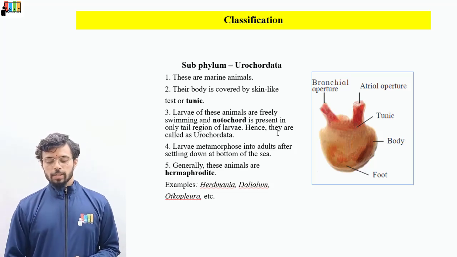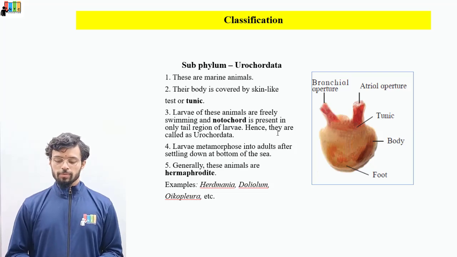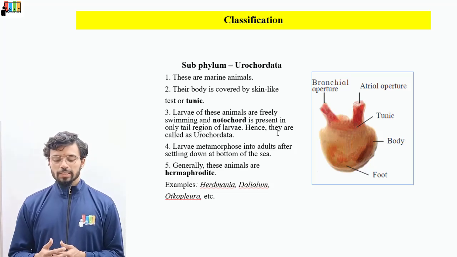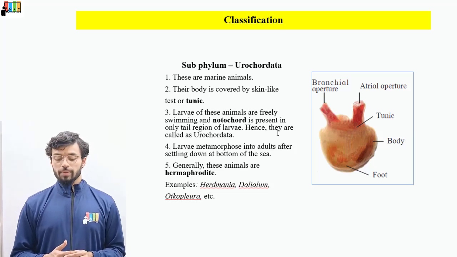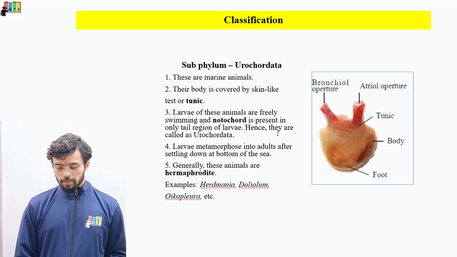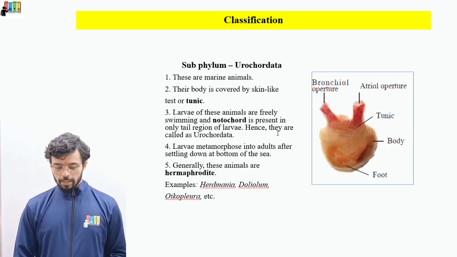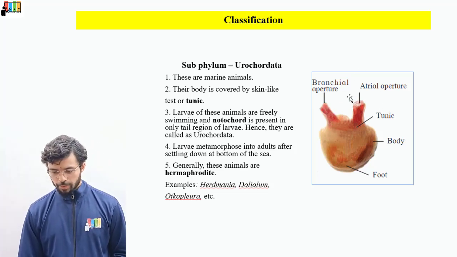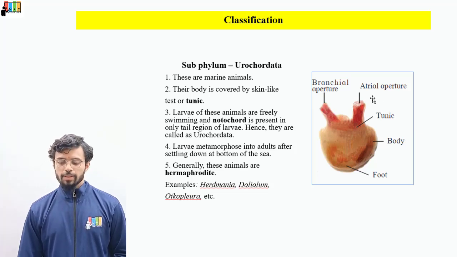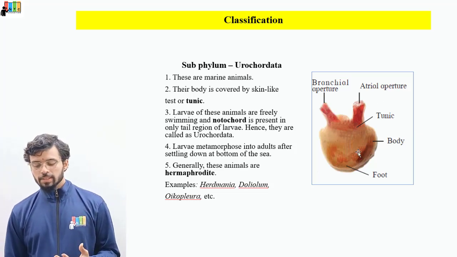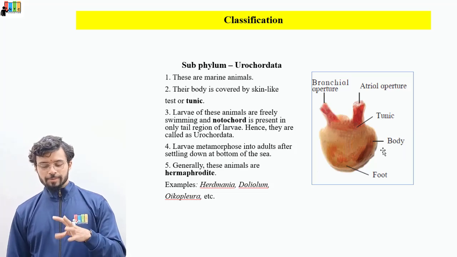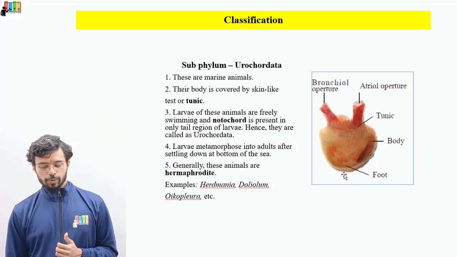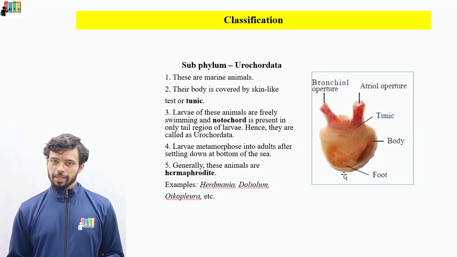So larval stages metamorphose into adults after settling down to the bottom of the sea, right? And so again, they also need some substratum to attach. Generally, these animals are bisexual or hermaphrodites. Examples are Herdmania and Doliolum, right? So here you see you have this branchial aperture for respiration, the atrial aperture, the tunic, that is the skin-like covering that is there, which is also known as a test, and the body along with the foot, right? So these animals are also known as tunicates.